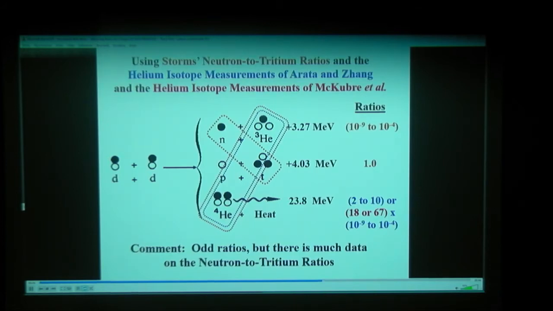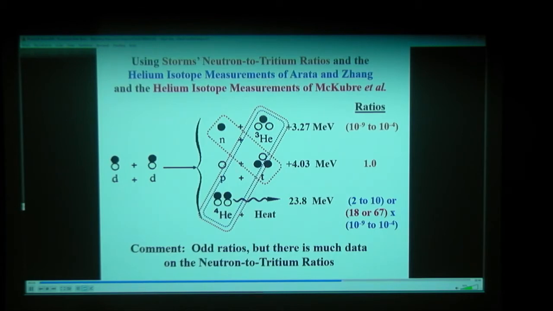And then using the helium-4, helium-3 ratios from Arata and Zhang and also McCoubrey, one can say that the last branch, that is the production of helium-4, is either 2 to 10 or 18 or 67 times that very low probability. So looking at this, those are odd ratios for branching ratios, but there is much data on the neutron to tritium ratio, so it has to be looked at seriously.